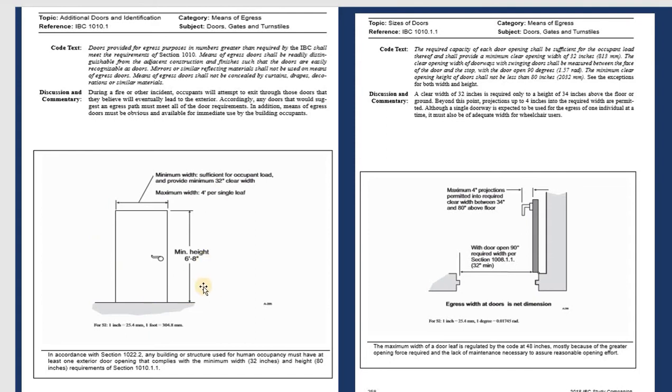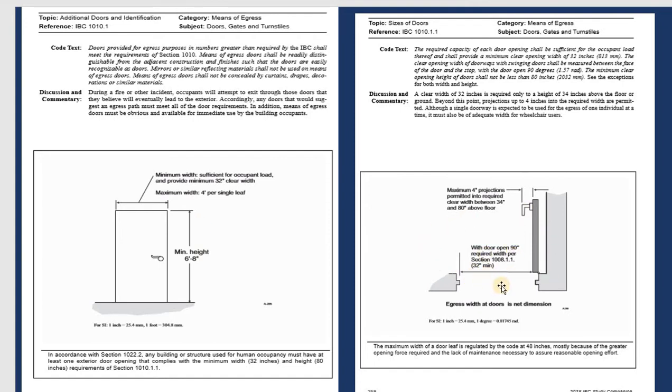For example, you have the door, and the minimum height they require is 6 feet 8 inches for the height of the door, and after that the minimum width for the occupant load is 32 inches clear width, and after that maximum 4 feet per single leaf. If you have the single, then the maximum width is 4 feet per one door, and the height of this one should be 6 feet 8 minimum.